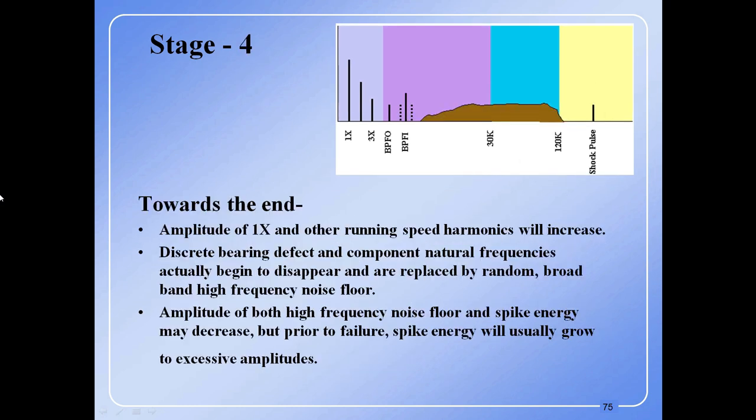Stage 4: Towards the end, amplitude of 1x and other running speed harmonics will increase. Bearing defect and component natural frequencies actually begin to disappear and are replaced by random, broadband high frequency noise floor. The amplitude of both high frequency noise floor and spike energy may decrease, but prior to failure, spike energy will usually grow to excessive amplitudes.